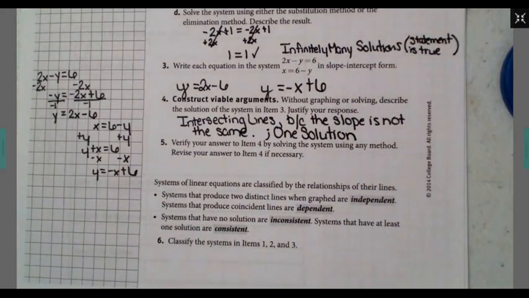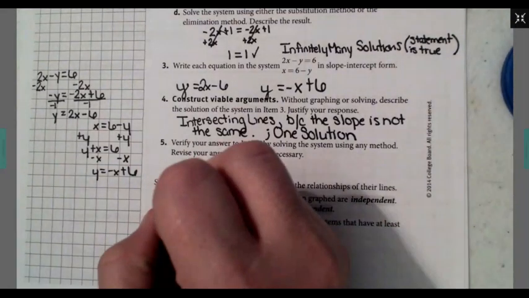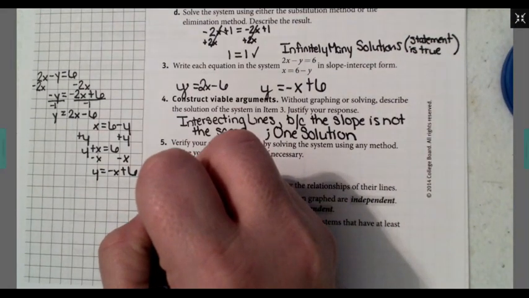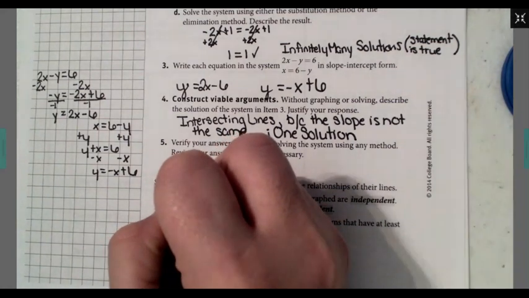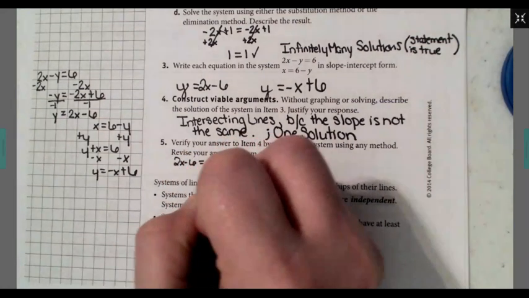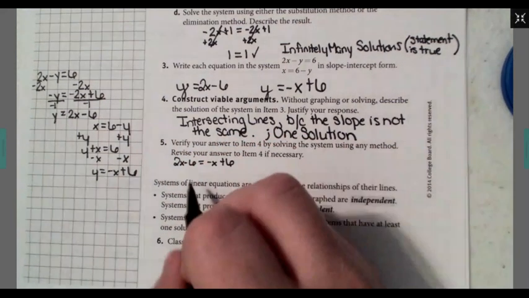Verify your answer to item 4 by solving the system using any method. Revise your answer to item 4 if necessary. Okay, well, we've got them set equal to each other, right? We've got them both set equal to y, so we can set them equal to each other. So let's do that. 2x minus 6 equals negative x plus 6.